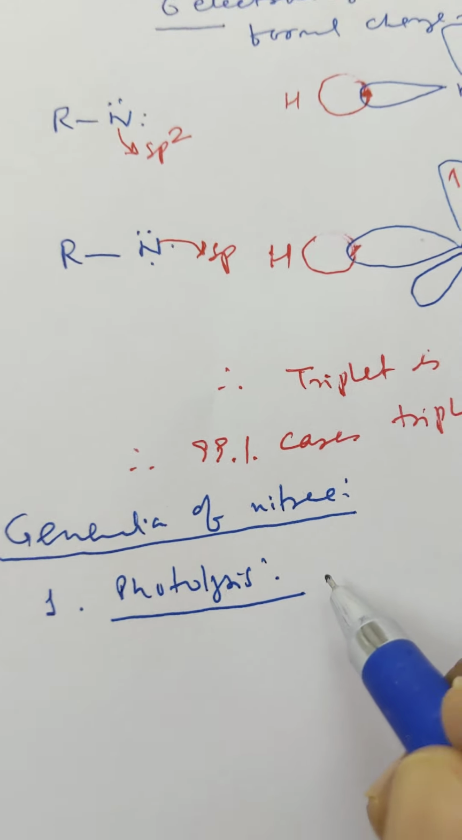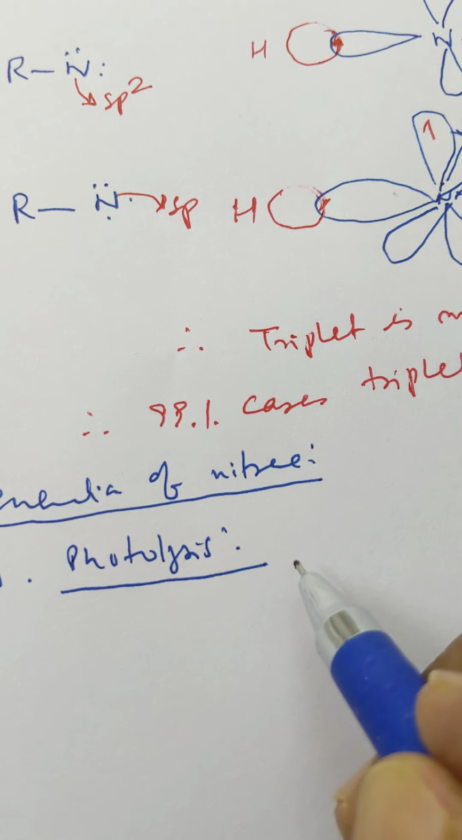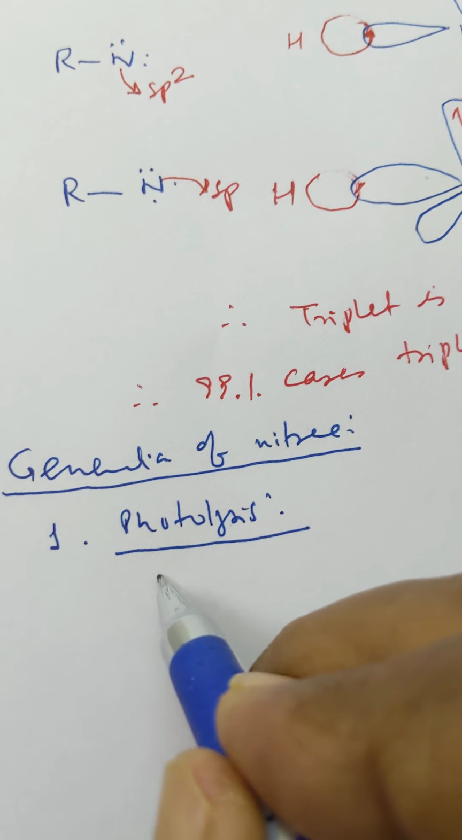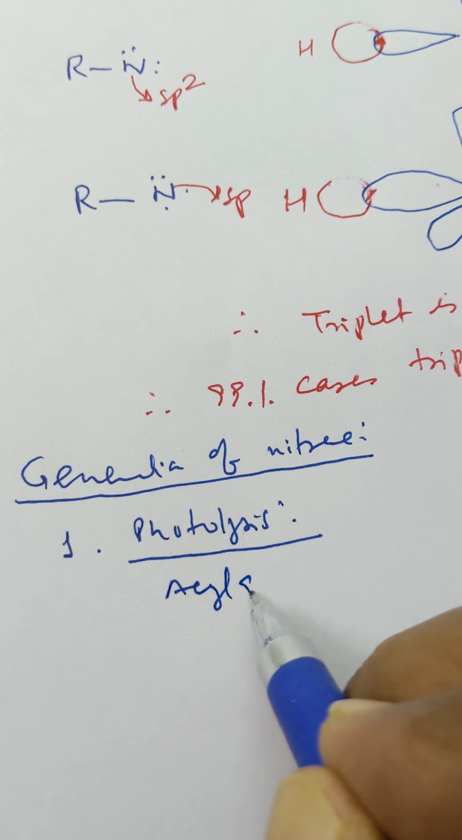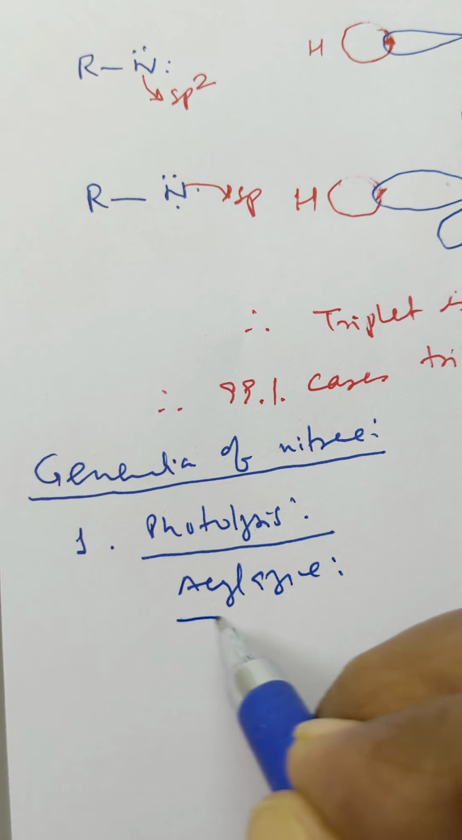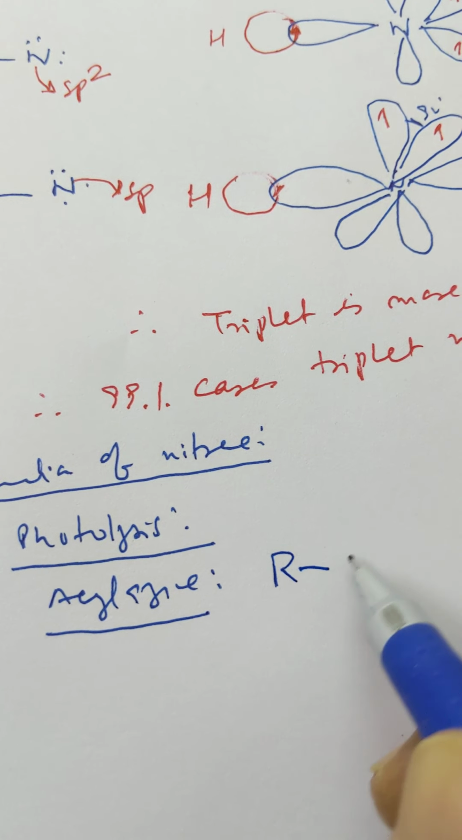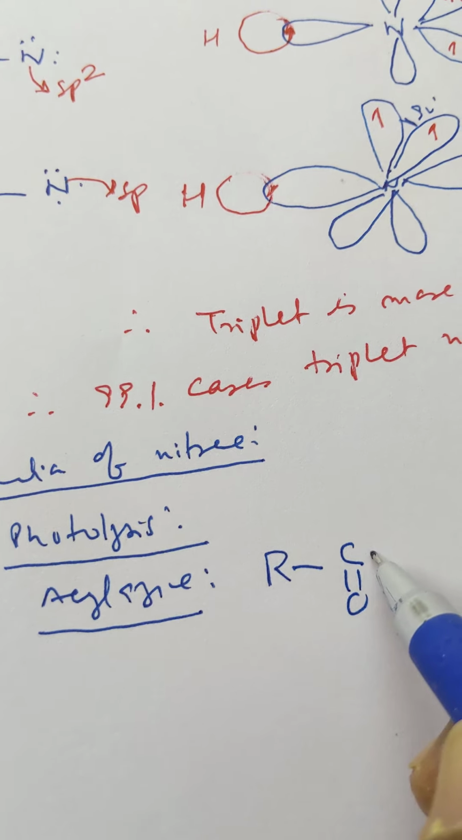Say for example acid azides or acyl azide. Let us take the example of photolysis of acyl azide. Okay, acyl azide. You know, the acyl group is R C double bond O, then N.